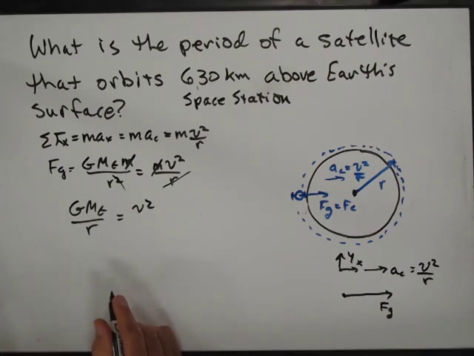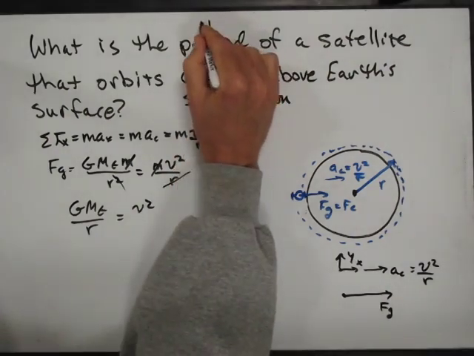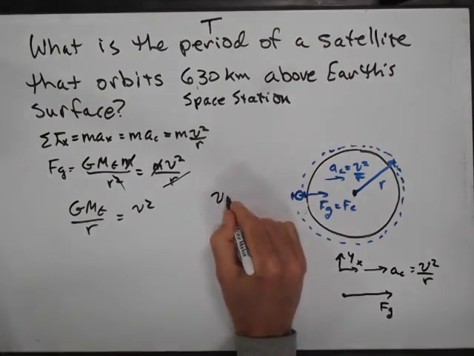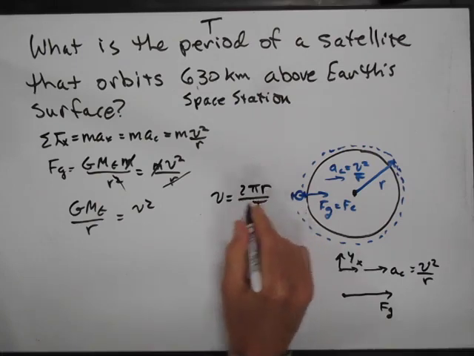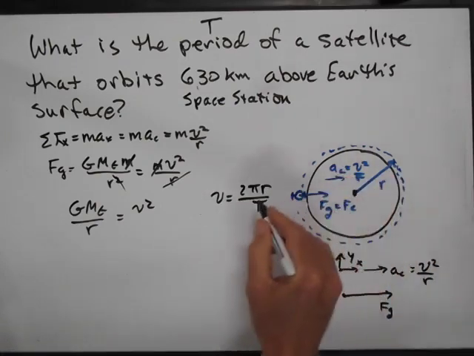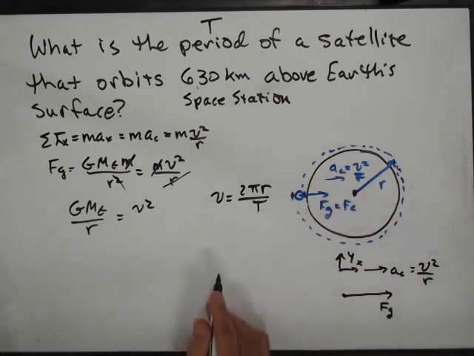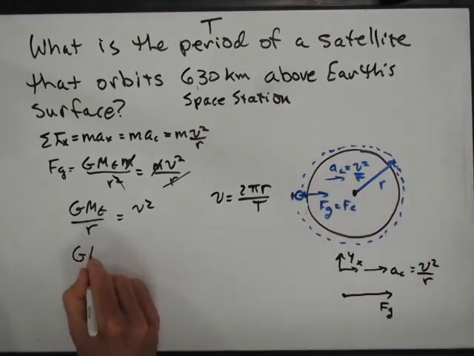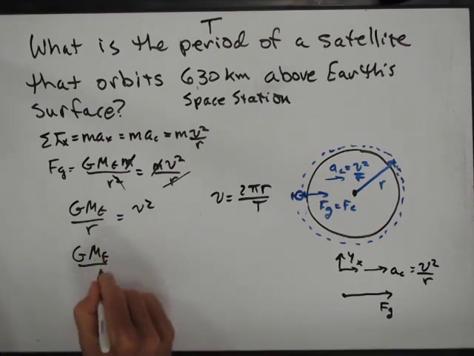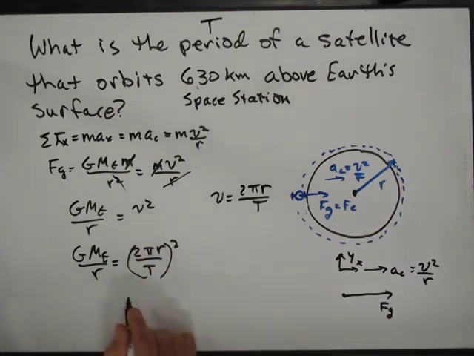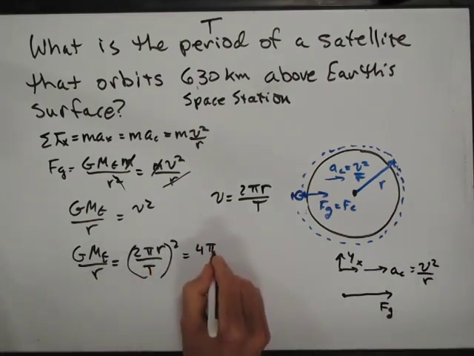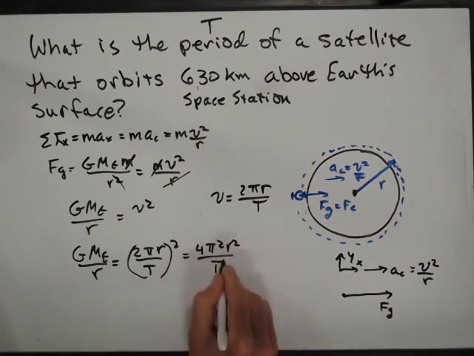And just like last time, we're looking for the period, right? This is T. And so just like last time, we recognize that the speed is 2 pi r over the period. That is to say, the speed is just distance over time. The distance is 2 pi r, and the time is a period. And so we're really just doing the same derivation we did last time. G times the mass of the Earth over the radius is equal to 2 pi r over the period, squared. And if you do the same sort of math to that, you square this side, you get 4 pi squared r squared over the period squared.